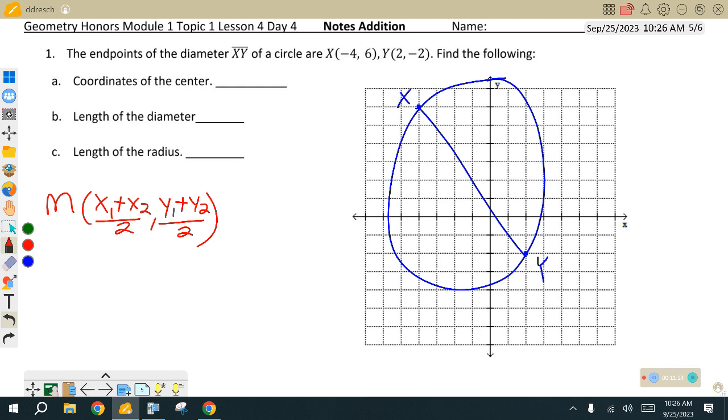Did they introduce this on Thursday? I don't remember which day.